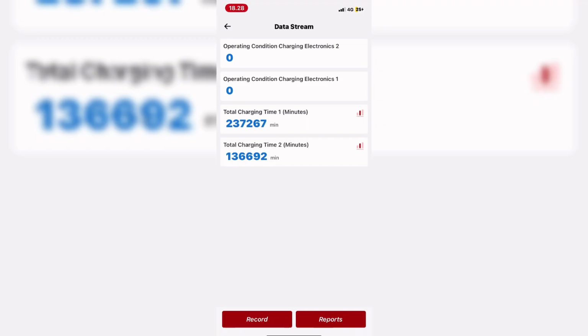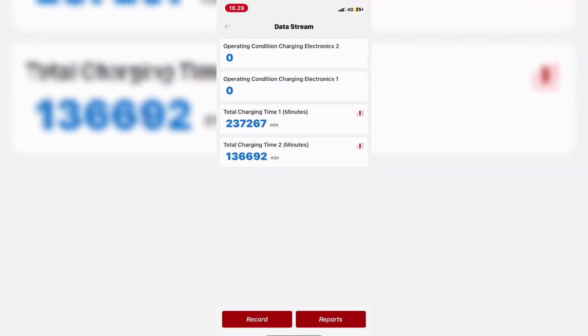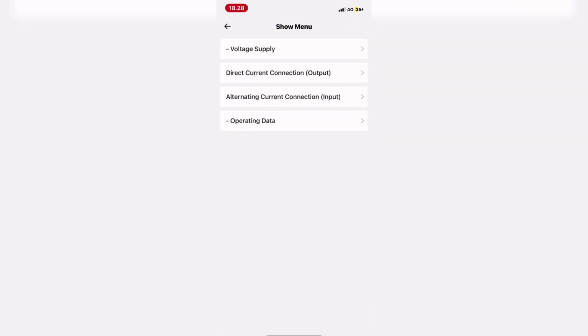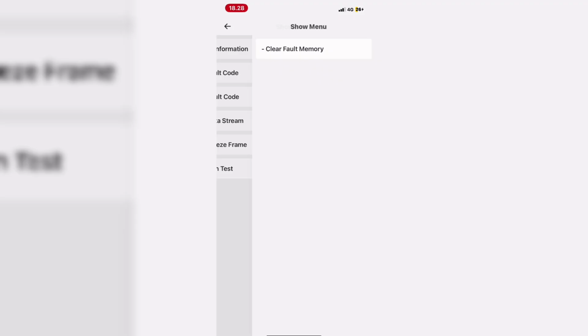Charging information. Jesus, 136,692 minutes, was it? Charging time, that's a lot, isn't it? My God, I've charged it a lot. Battery's still bang on. So you can look at all sorts of stuff.